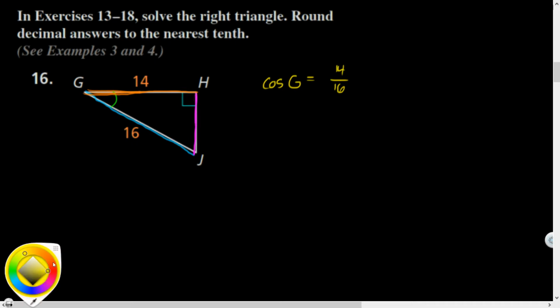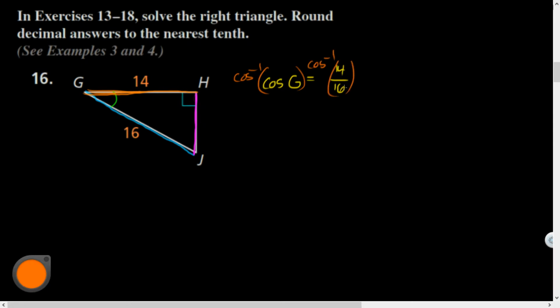Now if I want to solve for G, I can cos inverse both sides. I could simplify the fraction, but I'm just going to plug it into a calculator, so I'm not even going to bother. But you're right, that would be 7/8. So I'm going to get angle G is approximately the cosine inverse, second cos, of 14 divided by 16. Close those parentheses, and I get 28.96. They said to the nearest tenth, so 29.0 degrees.